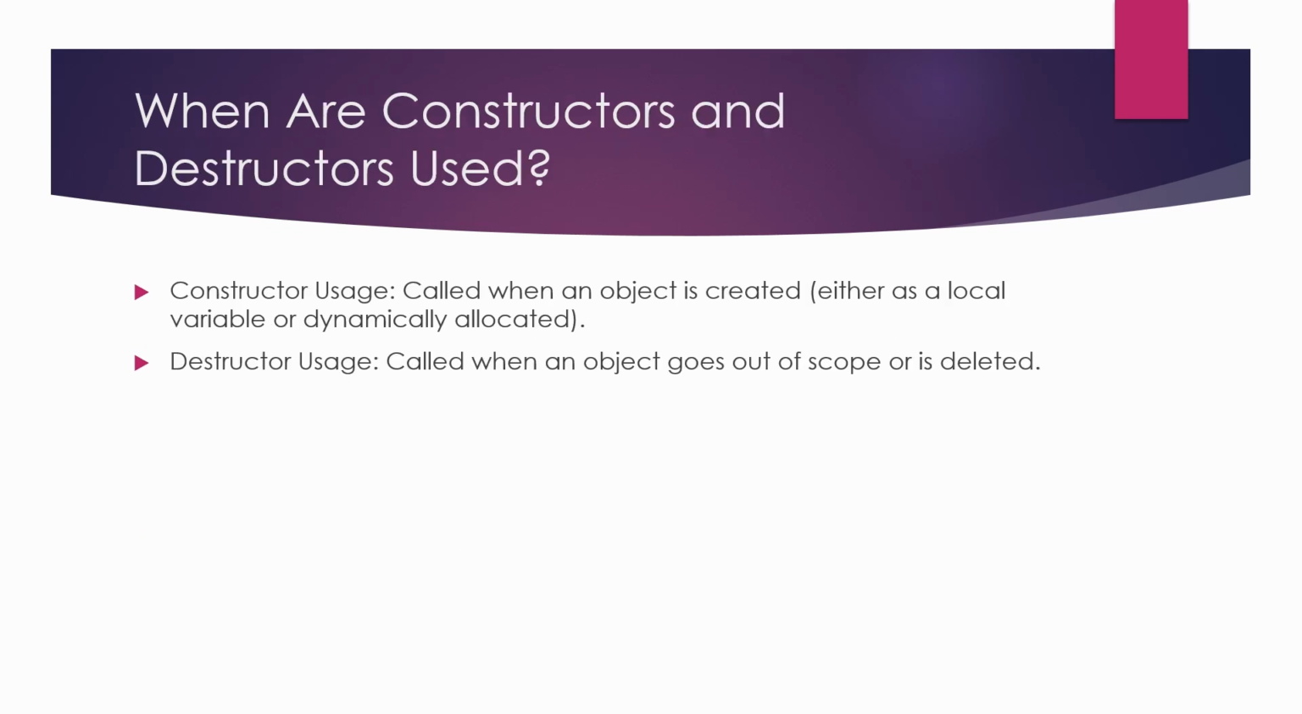Constructors are used when an object is created either as a local variable or when it's dynamically allocated. Destructors are used when an object is destroyed either when it goes out of scope or when it's explicitly deleted by the programmer. These functions ensure that objects are properly initialized and cleaned up.